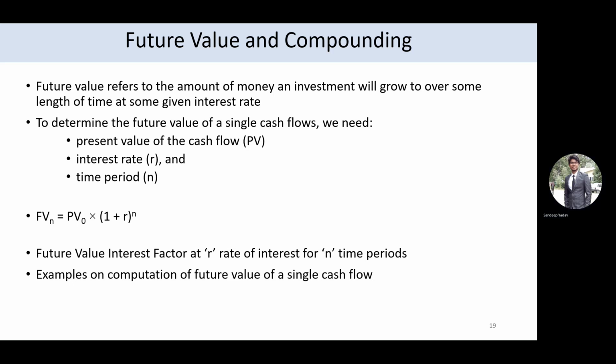So now, future value we can calculate as present value multiplied by (1 plus the interest rate) to the power n. Here r is the interest rate and n is the number of periods, and (1+r)^n is the future value interest factor. Now we will see some examples on the computation of the future value of a cash flow.